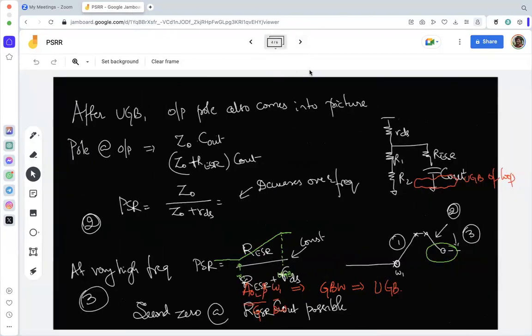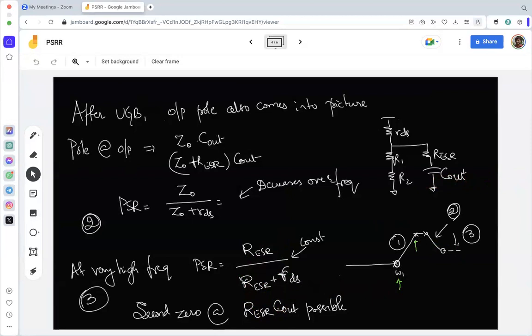Okay, coming back. So we have analyzed a couple of frequency ranges now. From 0 to the first pole to UGB is analyzed, right? So we understood that there is a zero in the PSR curve, a zero at omega 1. Here, there is a pole at UGB. This is understood. Now, post UGB, what happens is the question.